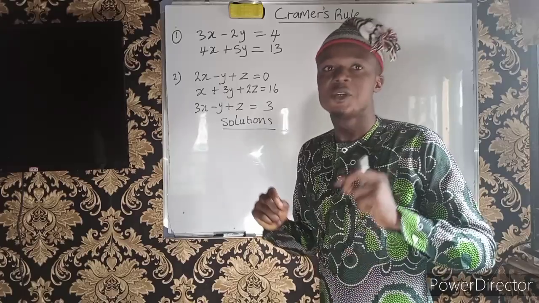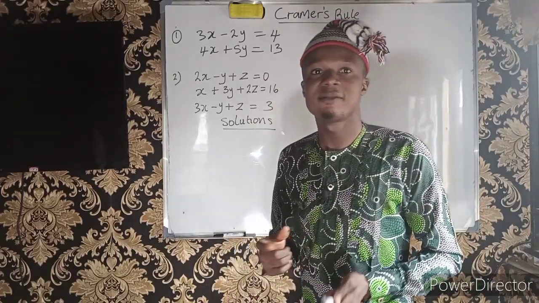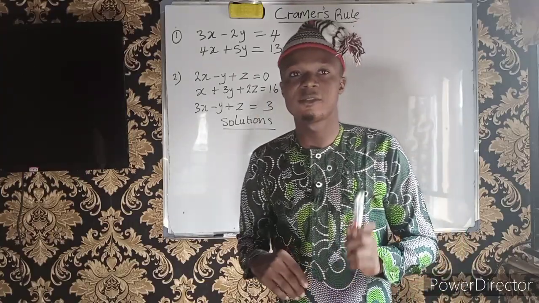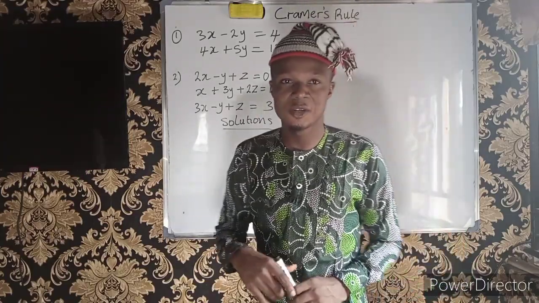Okay, now one thing you need to know here is that there is a value for your x and there is a value for your y. For the third one, there must also be a value for z that will satisfy the equation.